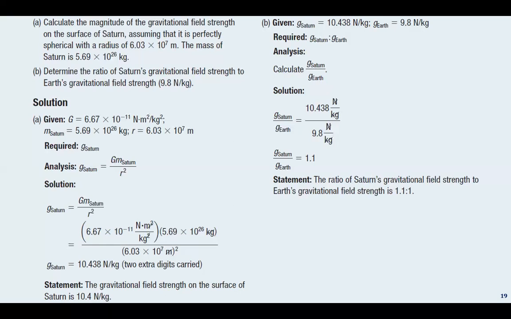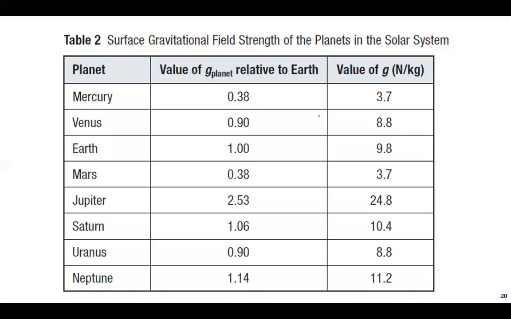Okay, so this question just demonstrates that gravitational field strength on the surface of Saturn is only slightly greater than the gravitational field strength on the surface of Earth. Each planet in our solar system has a different gravitational field strength that depends on the radius and the mass of the planet. Next, this table 2 lists the relative values for all the planets in our solar system. You can have a look at that.